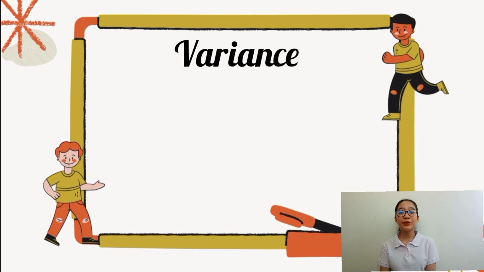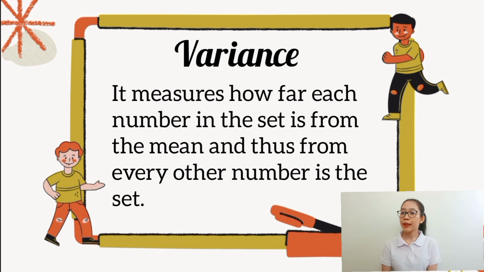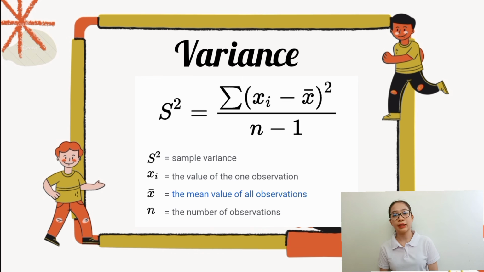And last but not least is the variance. So what is variance? Variance measures how far each number in the set is from the mean and thus from every other number in the set. Here's the formula of variance. It is calculated by taking the difference between each number in the dataset and the mean, then squaring the differences to make them positive, and finally, dividing the sum of the squares by the number of values in the dataset.